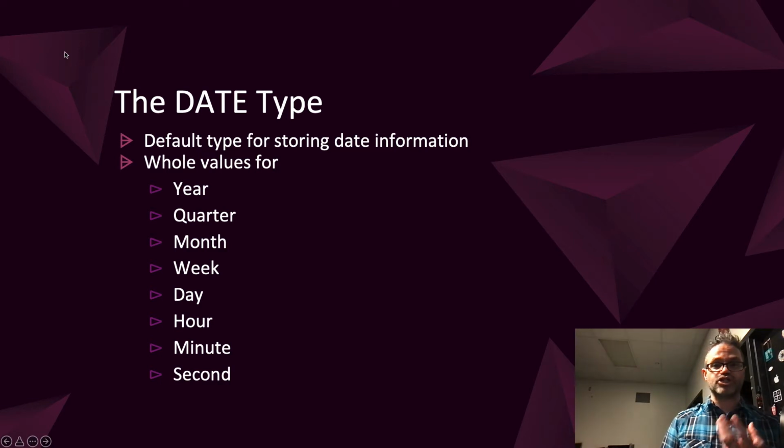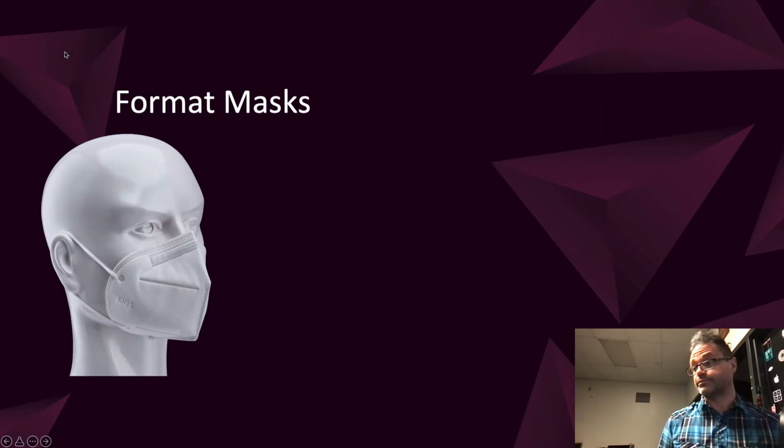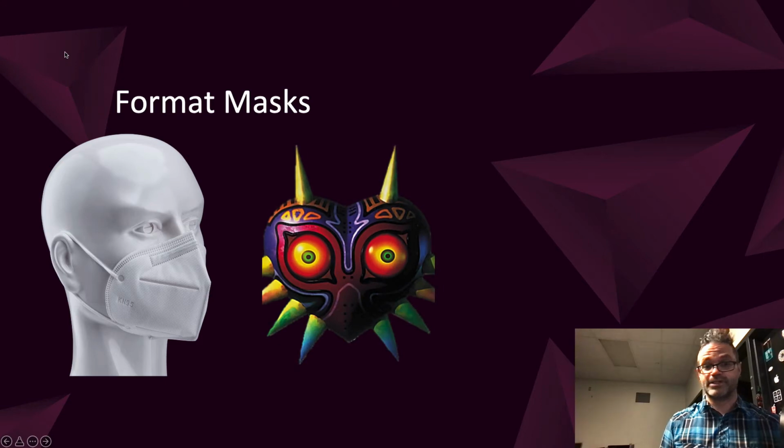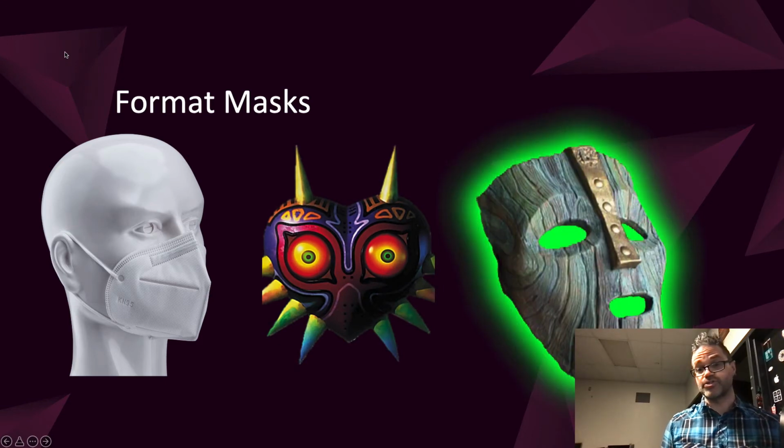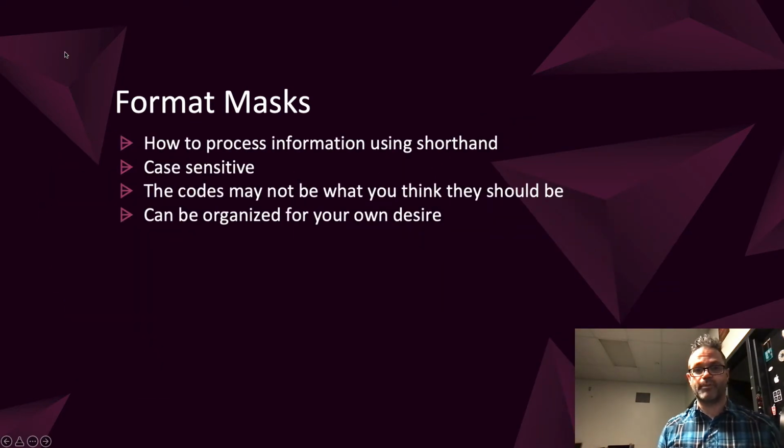And the way we extract it is by using the information inside the date itself, combined with either the toChar or toDate format and format masks. So what is a format mask? Well, it's not a K95. It's not Majora's Mask. It's also not Loki Mask from The Mask. I know, crazy. What a format mask is instead, it's a way of actually displaying information using some shorthand so we can actually address what we're talking about.